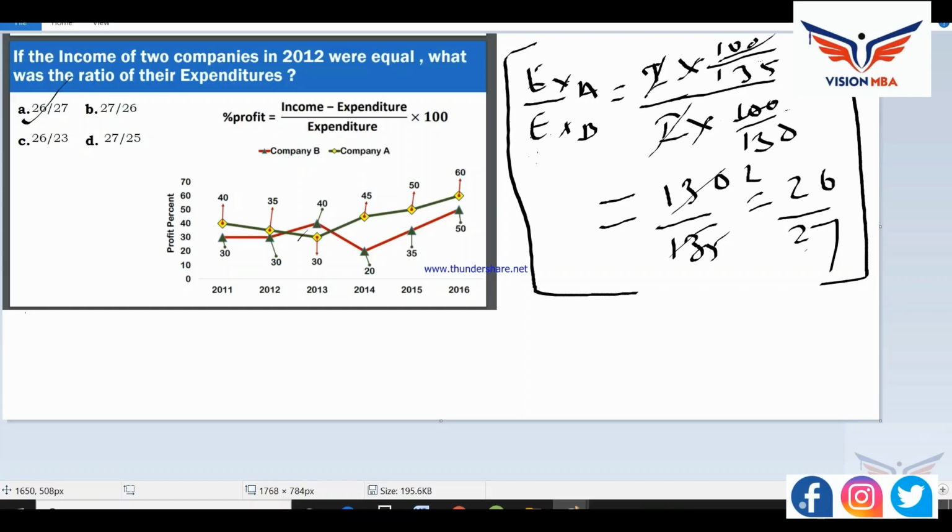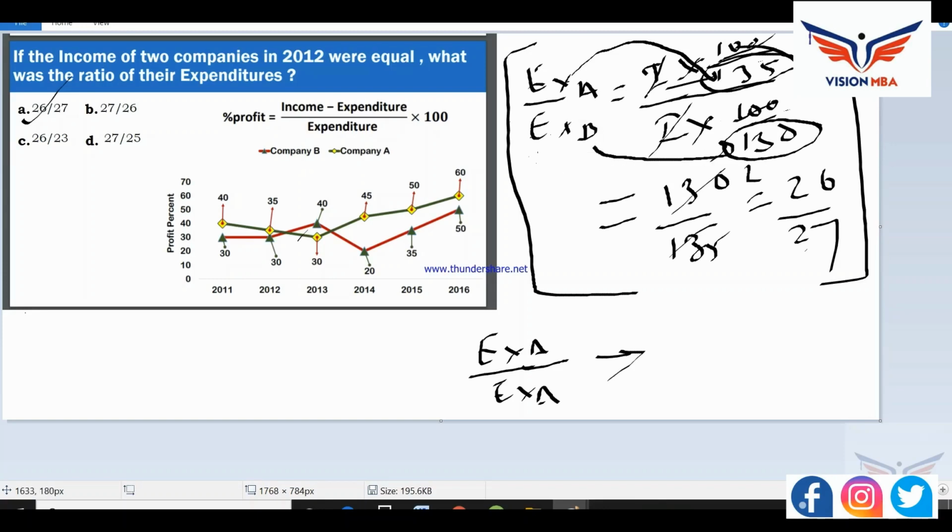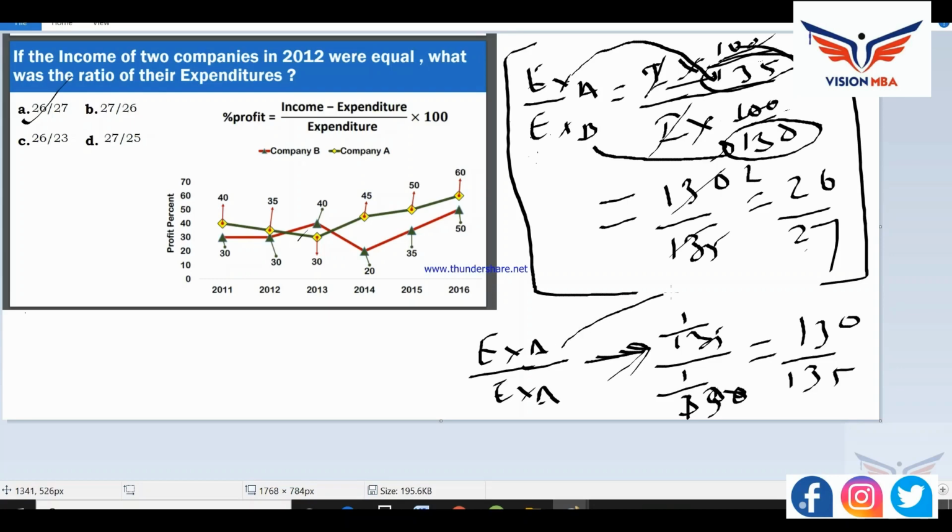But we are not going to use this many steps. What we are going to observe here, to calculate expenditure ratios for any such type of question, is that expenditure of A is inversely proportional to its income, and expenditure of B is inversely proportional to the income of B. So when they are inversely proportional to their respective incomes, what we are going to write here is 1 by 135 and 1 by 130, which will be 130 by 135. For better understanding, you can directly go for these steps.